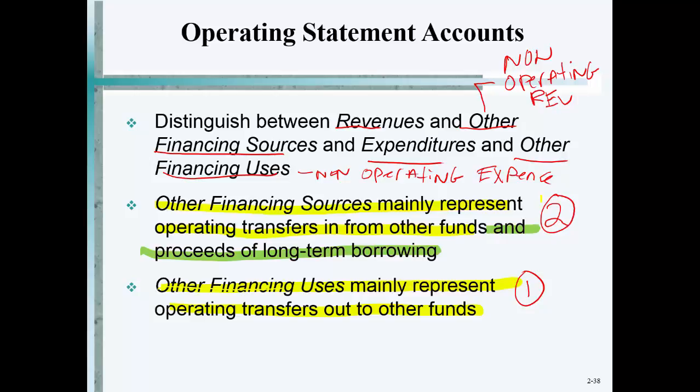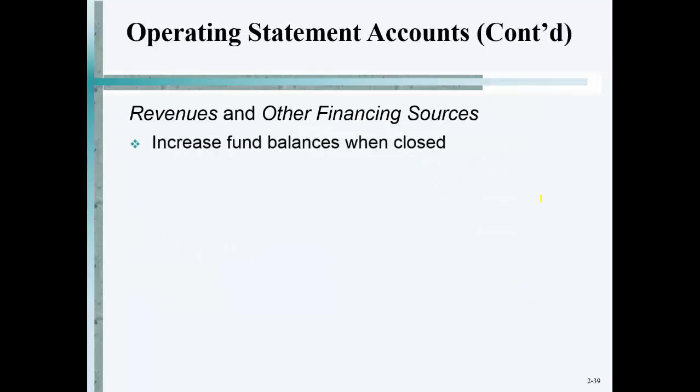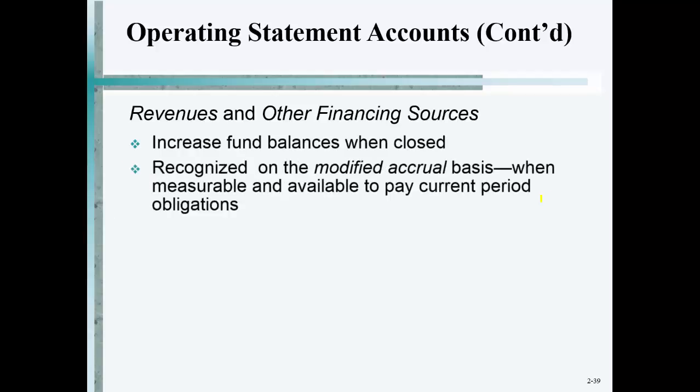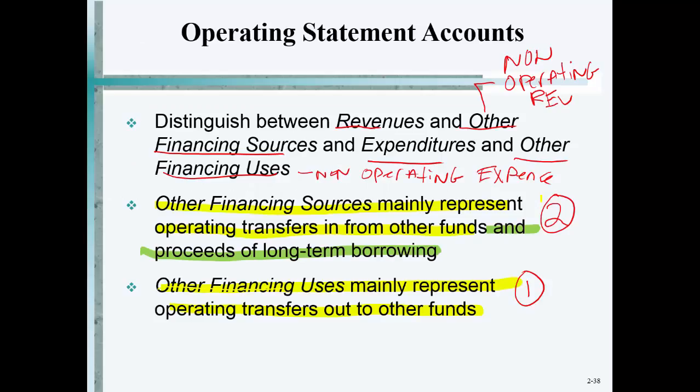Okay, good. Now, what are some examples of what they're talking about here? Let's say I issue some long-term debt. When I issue long-term debt, say in my capital project fund, do I receive cash? I receive cash, don't I? So what would I do?